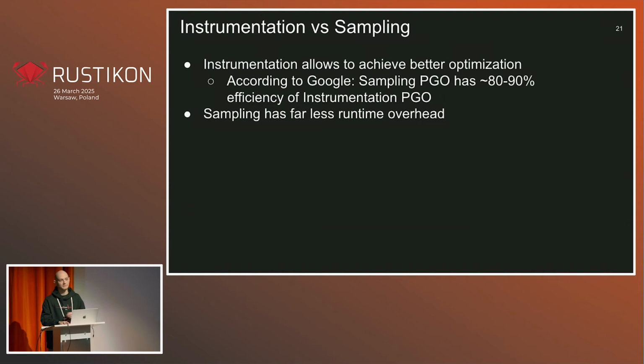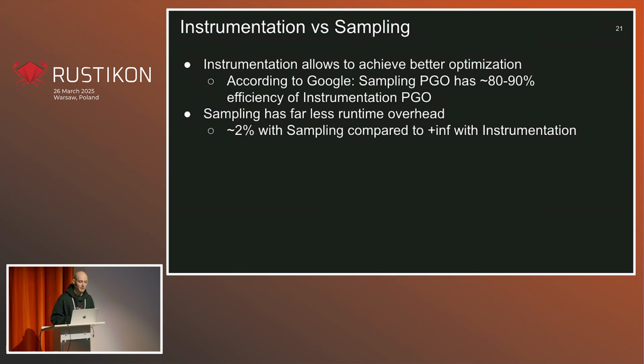Sampling has far less runtime overhead. Actually, that was the only reason why sampling PGO was implemented. For example, 2% of overhead compared to plus infinity for instrumentation. Remember the ClickHouse case. And you can tweak this amount of overhead by tweaking the sampling frequency in practice. So if you don't want to hurt your production workload much, if you decided to collect PGO profiles directly from production, you can just reduce the sampling frequency, and that's it. If you want to get more precise profiles, increase the frequency and measure the overhead in practice.